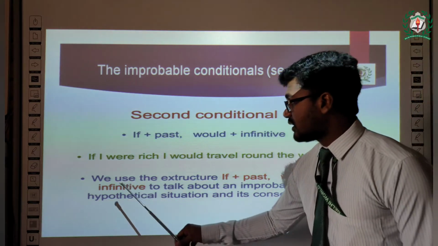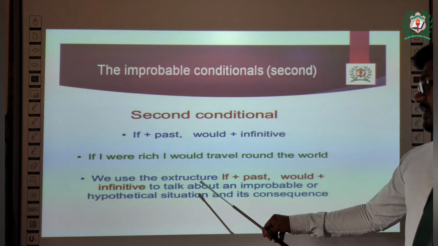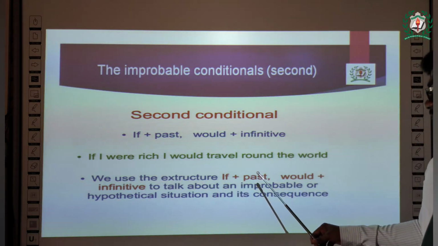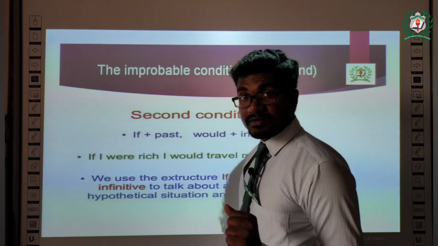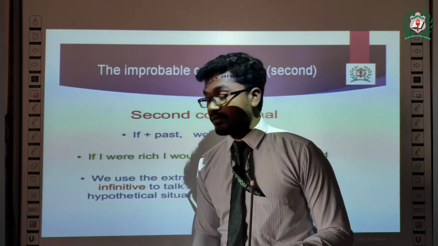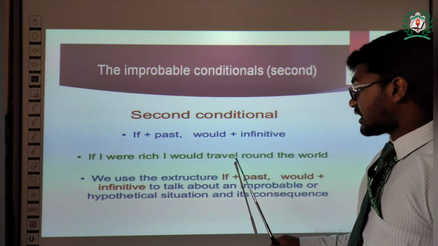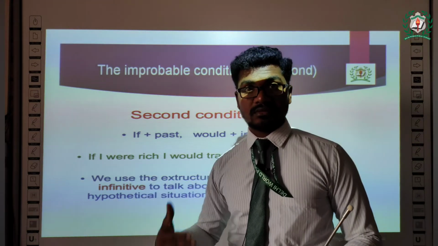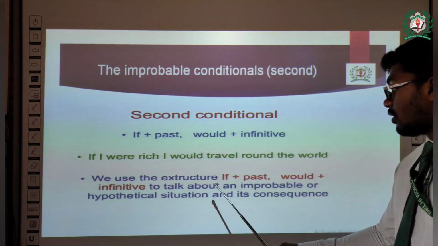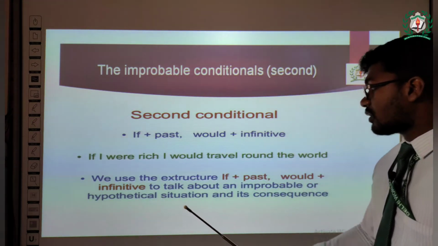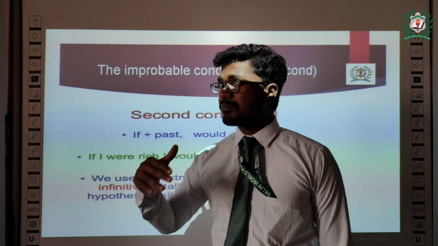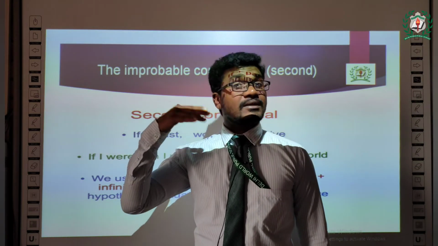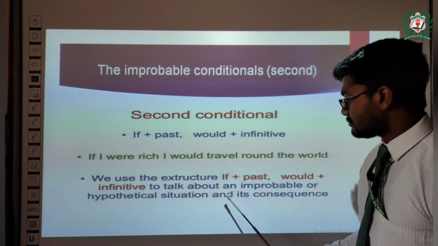So past tense. We use the structure: if plus past, would plus infinitive. And what is meant by infinitive? The base verb, which goes on. See here, travel. Traveling we cannot count. It is used to talk about an improbable or hypothetical situation and its consequences. Hypothetical means imagination, we can say.